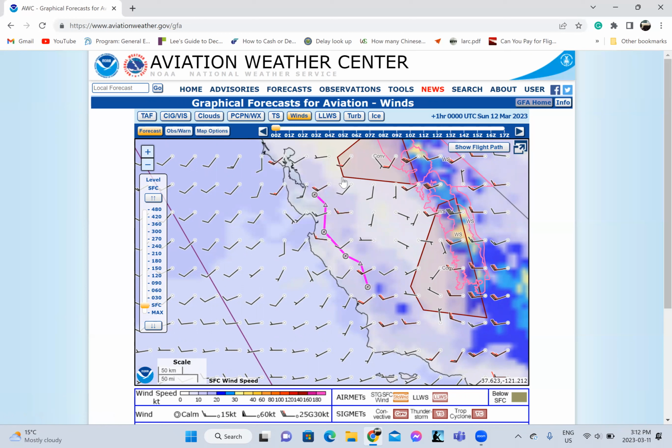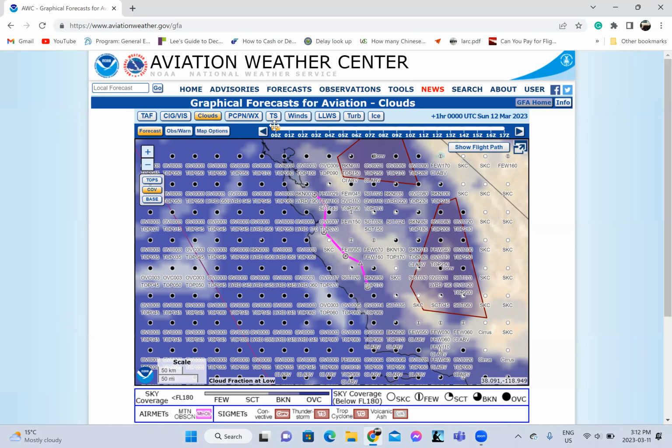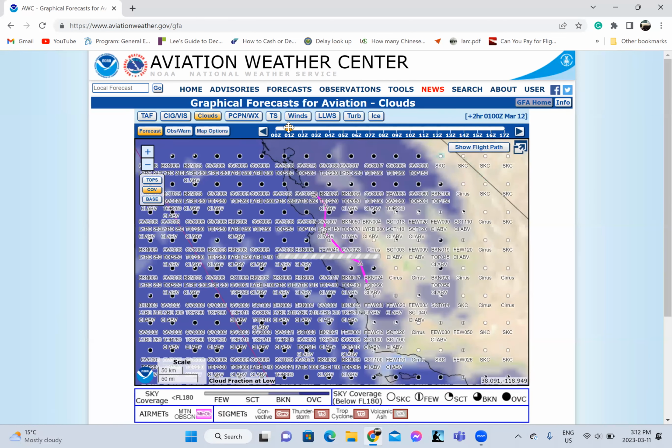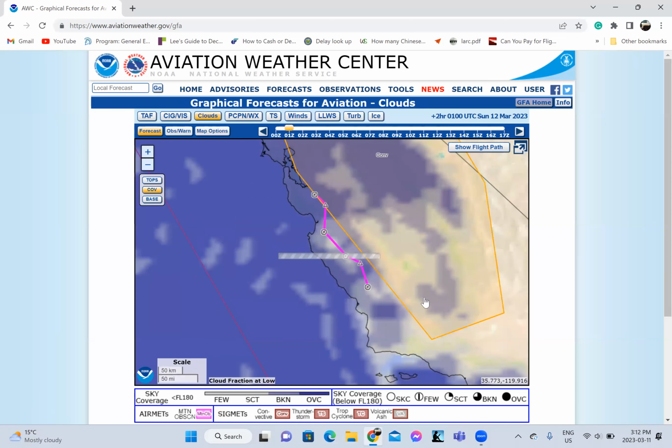So that's it for the graphical forecast. This is the one I use the most often, especially if you're looking at a day where it's low visibility, low clouds. Unfortunately, it's only accurate to 18 hours ahead. Actually, sorry, you can see here it says 18 hours ahead. My bad. And as you scroll, you can see the changes.